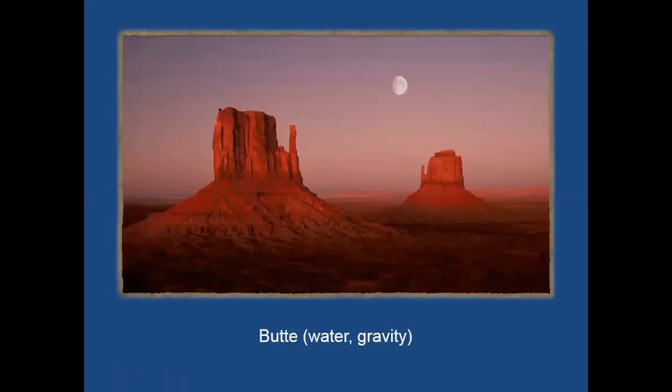A butte happens when we have a flat top of more dense or erosion resistant rock surrounded on the sides by softer rock. And so water usually flows onto the tabletop of the butte and then over the side. It gets pulled over the sides by gravity, but we get this very flat top with a very steep side.